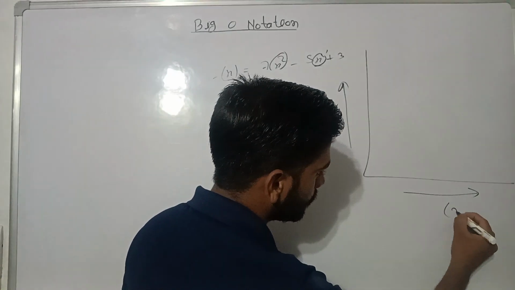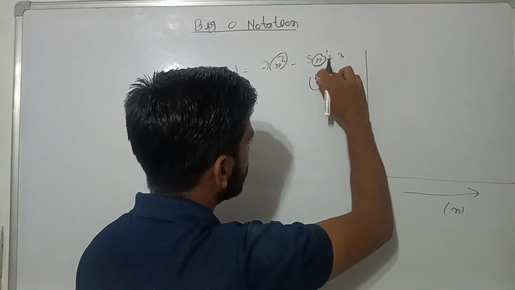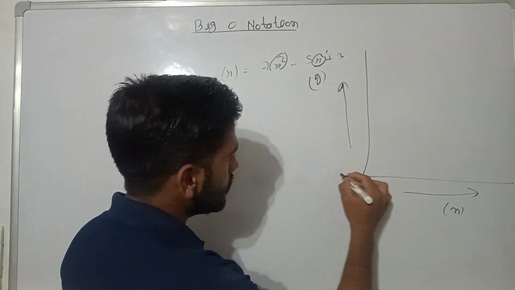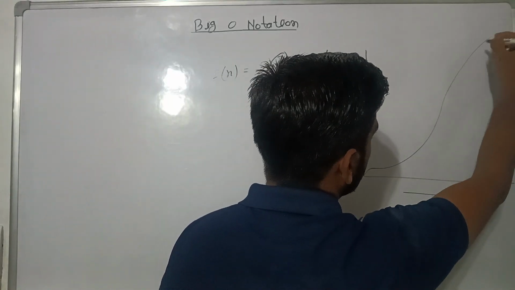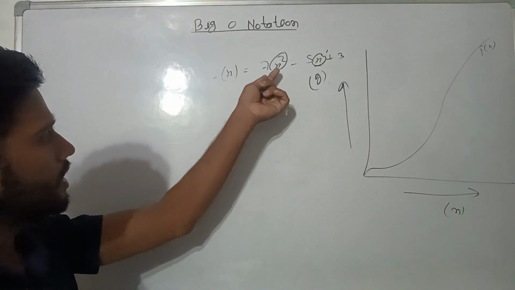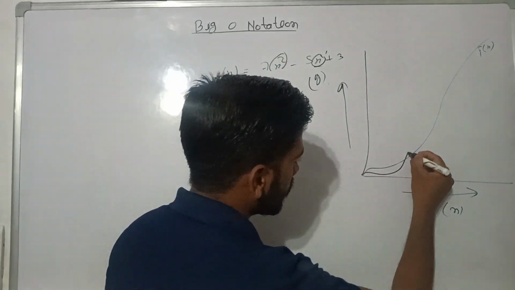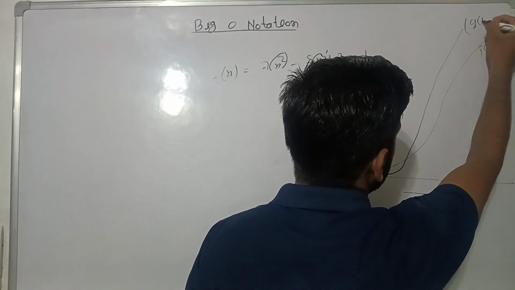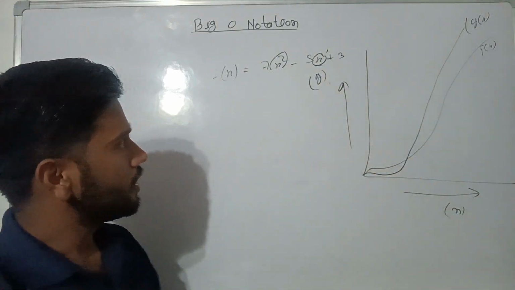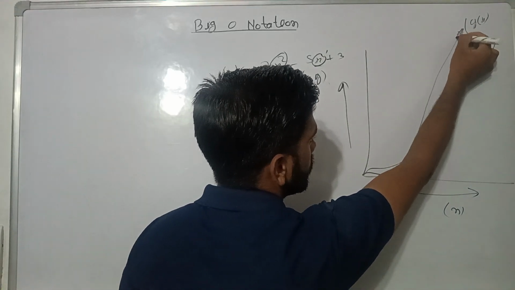Input size n and rate of growth, suppose it is g, and this function is suppose f(x). For Big O notation, we consider the upper bound. Suppose that g(x) is the upper bound. Then g(x) is called the Big O notation.